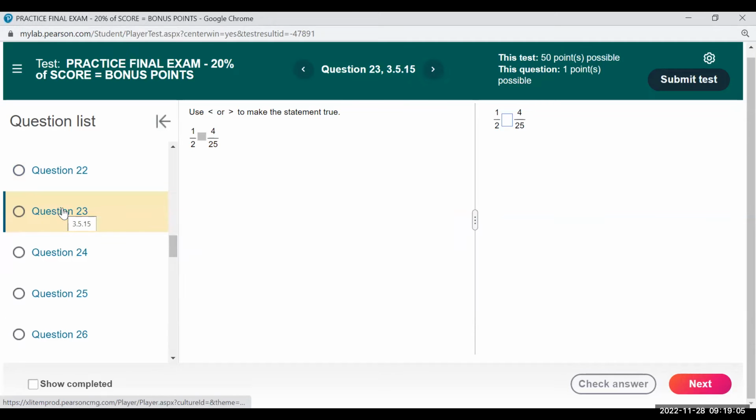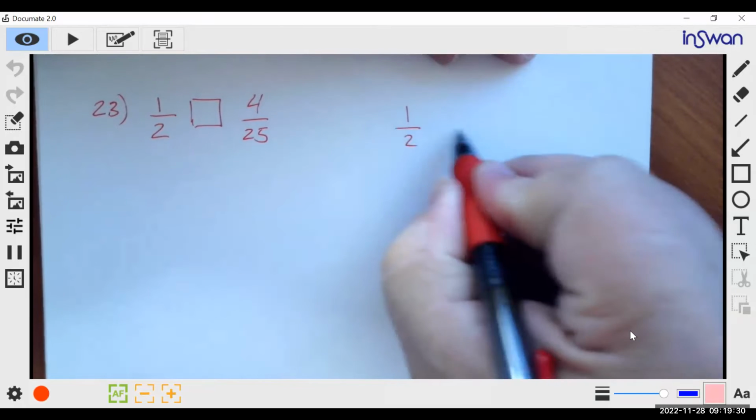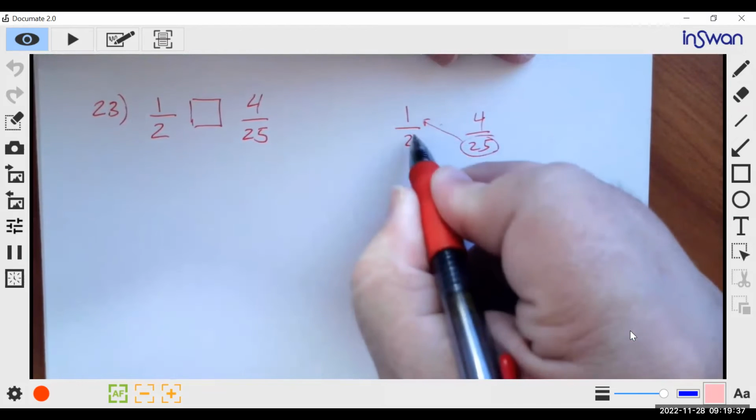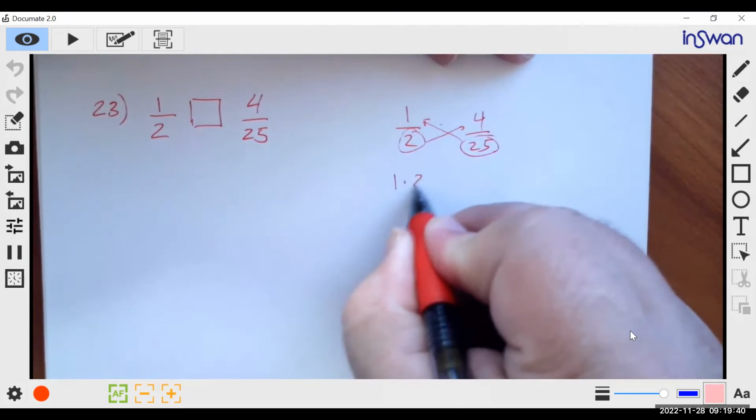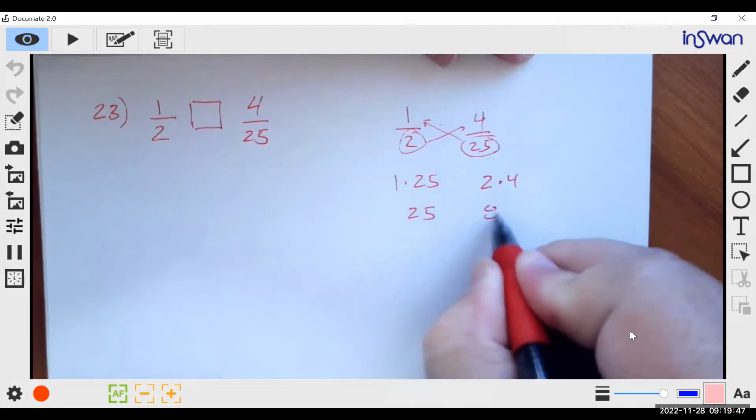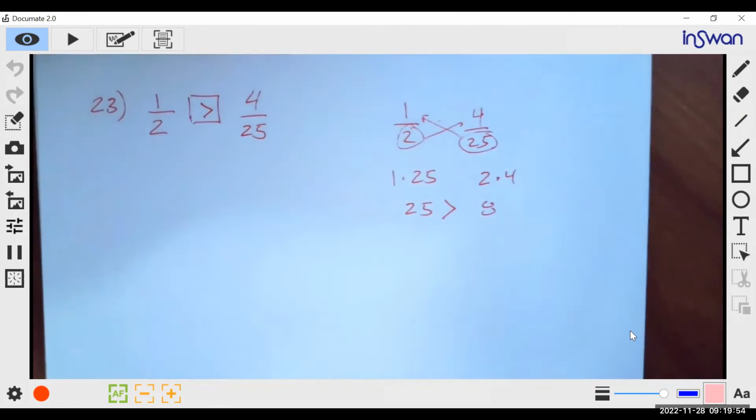All right, do it again. So 1 over 2, 4 over 25, cross multiply, 1 times 25, 2 times 4. 25 is bigger than 8, so the answer is that.